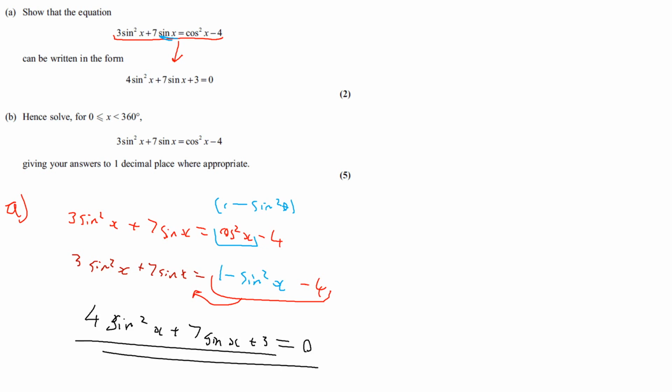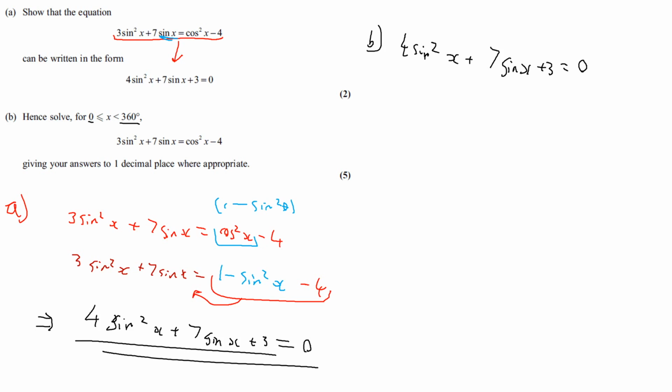Now, hence or otherwise, solve between 0 and 360 that 3 sine squared x plus 7 sine x is equal to, so basically the top one. Well, from part A, all we need to do is just solve this. So let's solve that: 4 sine squared x plus 7 sine x plus 3 is equal to 0.